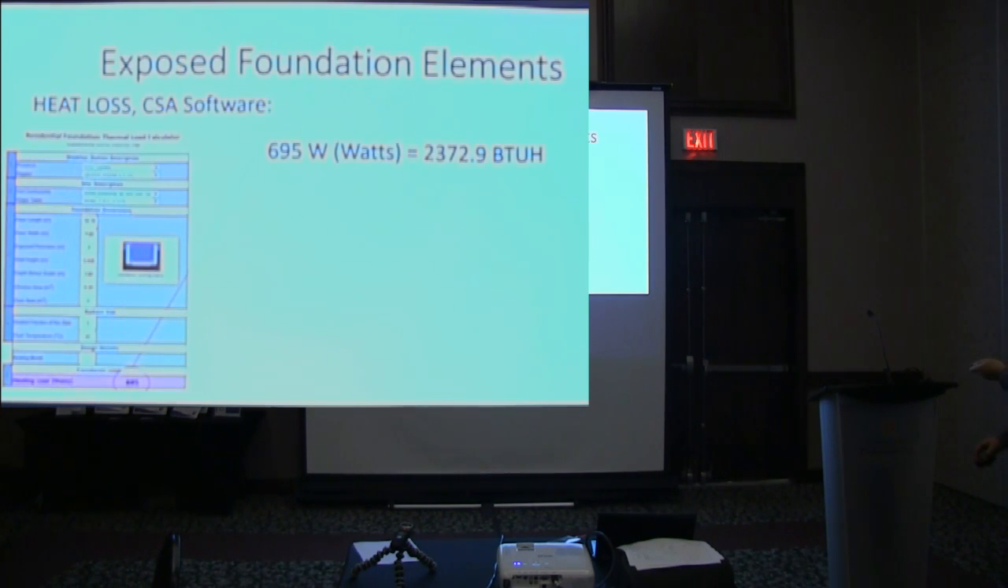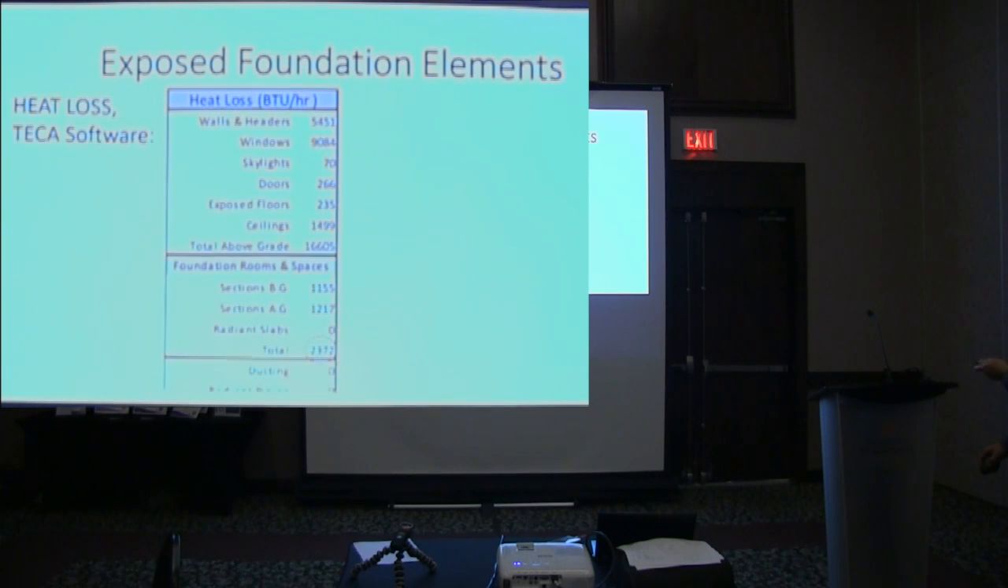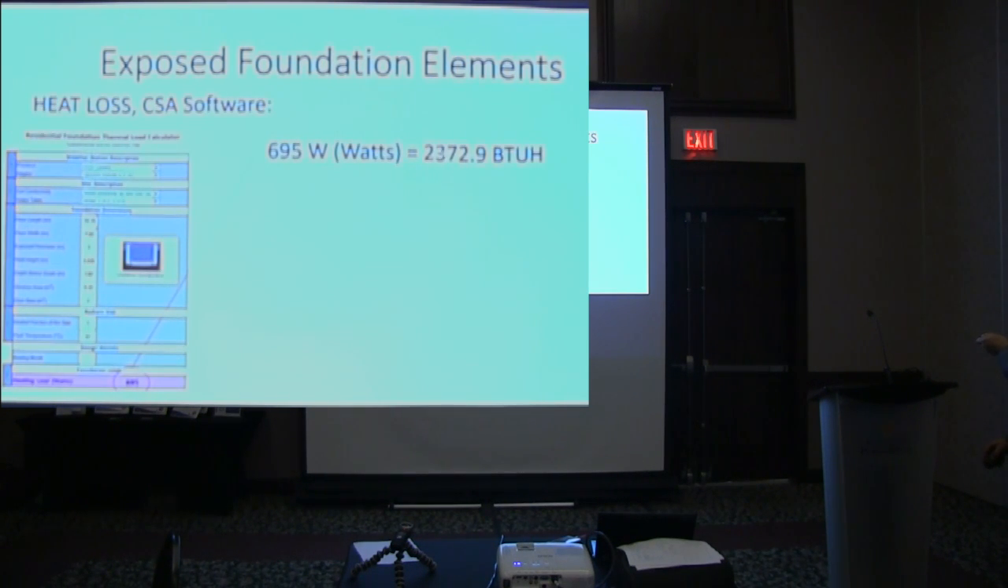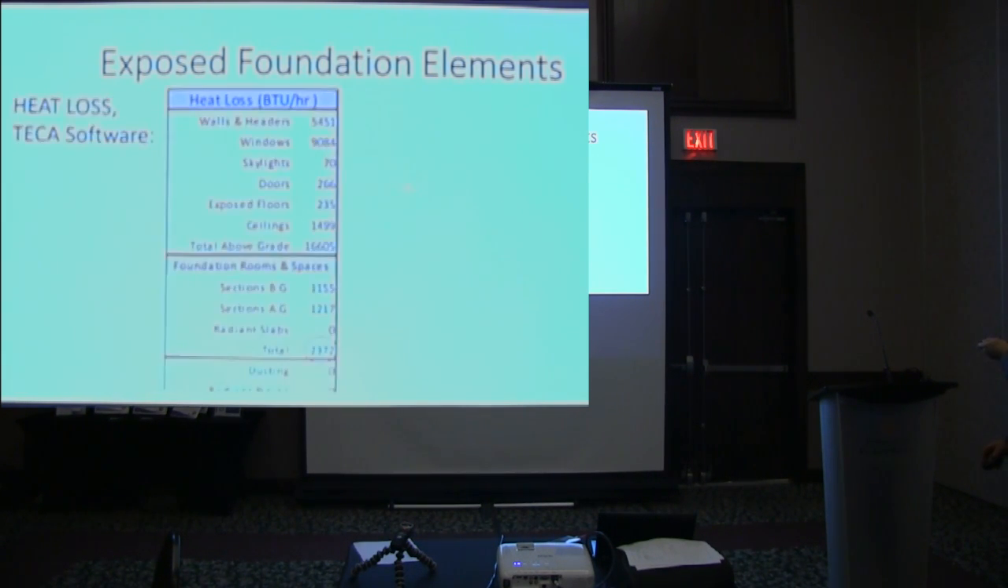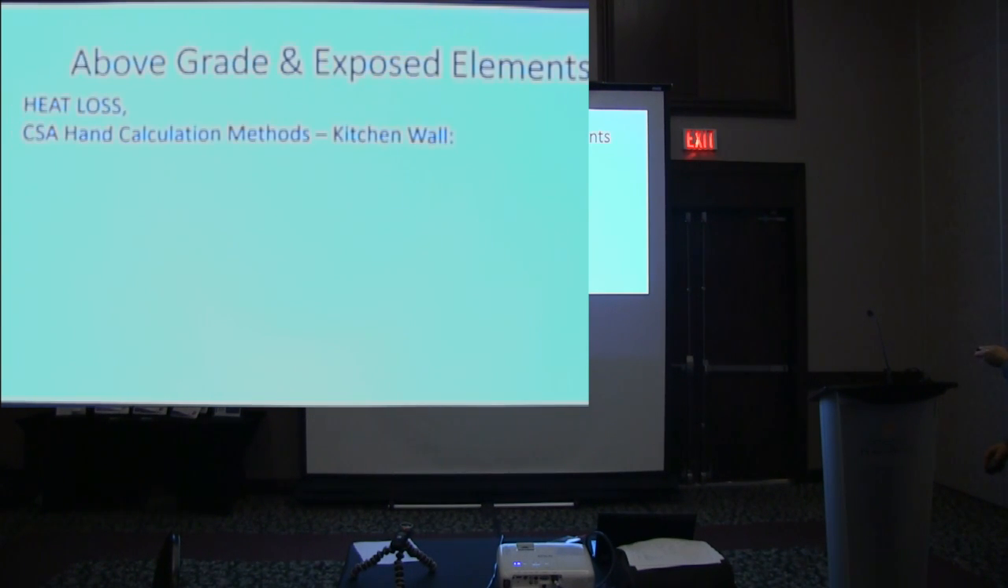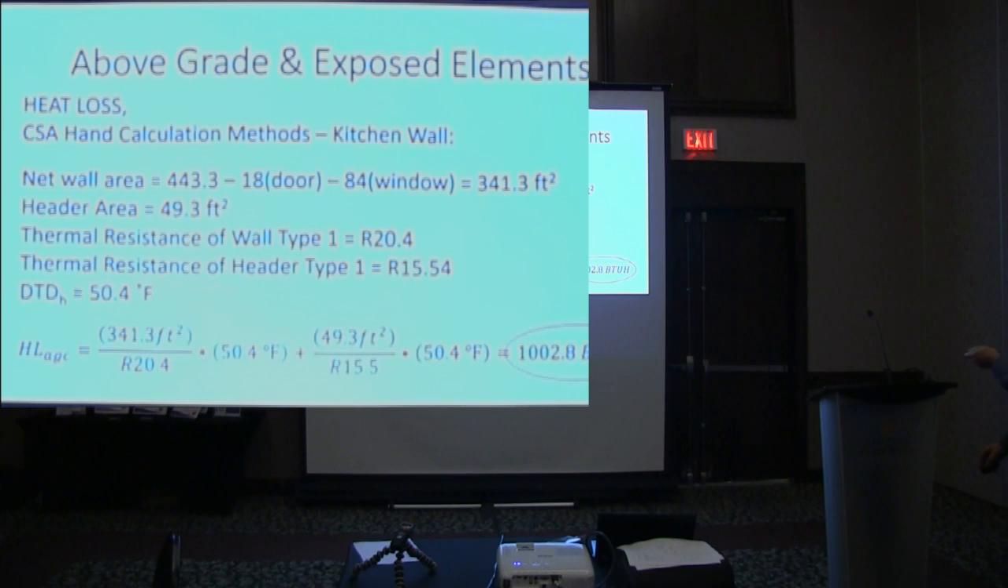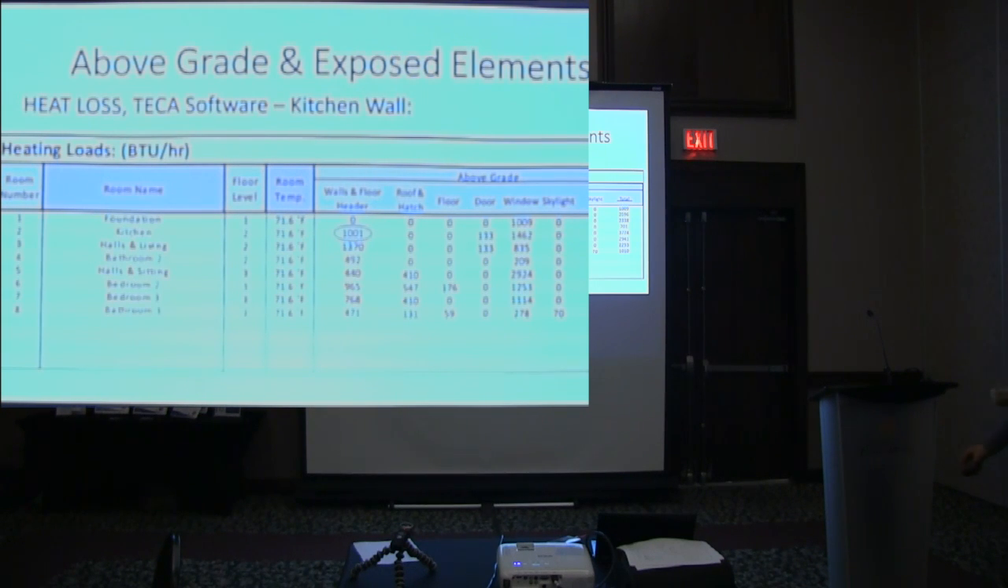Okay, foundation loss, 695 is what comes out of the CSA tool. Watts, transfer to BTUs, 2372, 2372. There we go. That's what comes out of the TECA heat loss. For example, I did the by-hand calculation of heat loss through a wall, 1002. TECA spits out 1001.